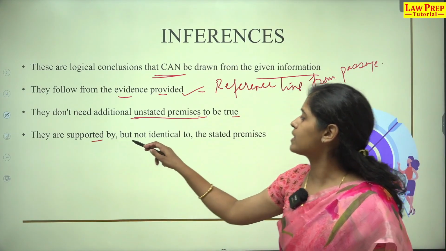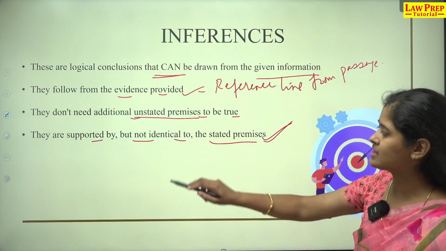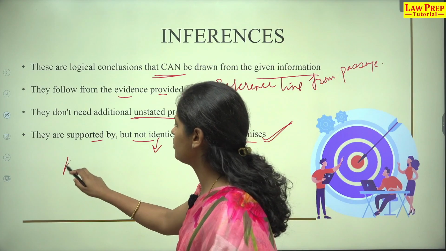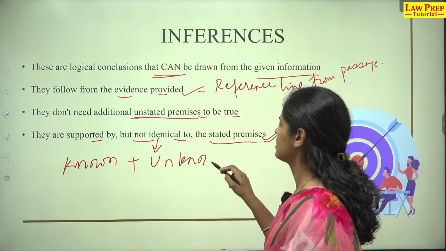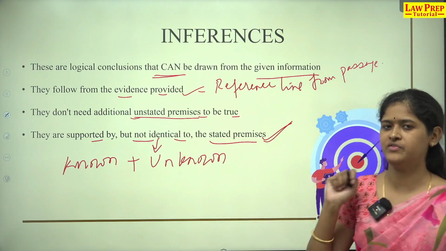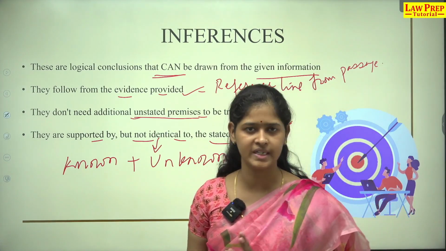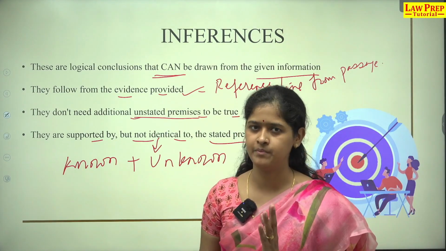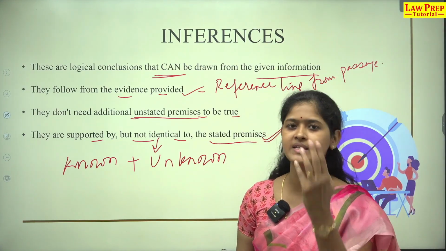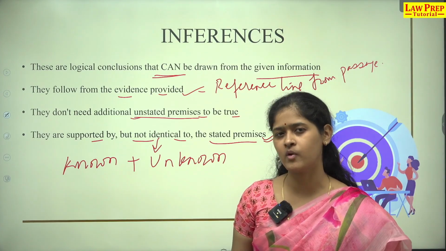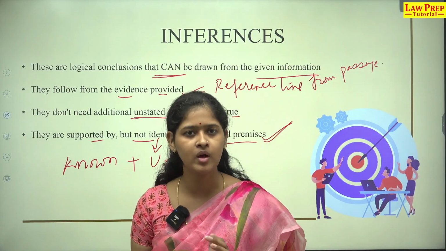They are supported by but not identical to the stated premises, right. I'll tell you one more thing what this line exactly means. Known elements from the passage plus unknown things can also be part of inference. How? Suppose they tell you that there will be a 2-hour class of critical reasoning which will start at 6 p.m. Okay, they did not mention the word 8 p.m. to you, right. 2-hour class, it will start at 6 p.m. So your logical inference will be what? If it is a 2-hour class, it will start at 6 p.m., it will eventually end at what? 8 p.m. or around 8 p.m.